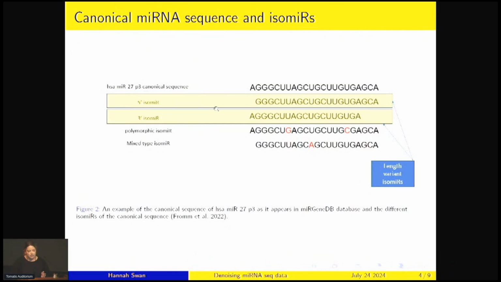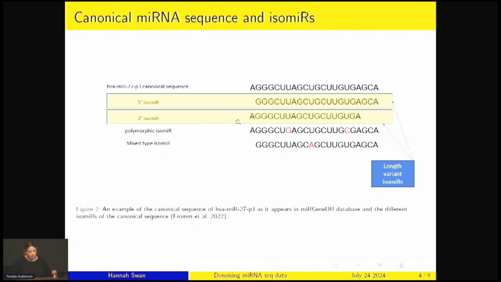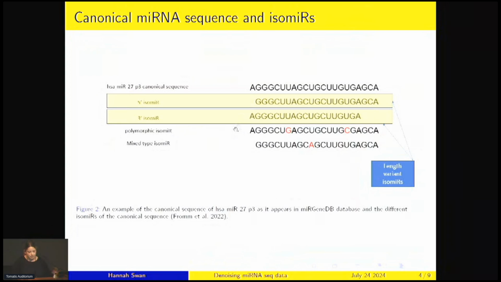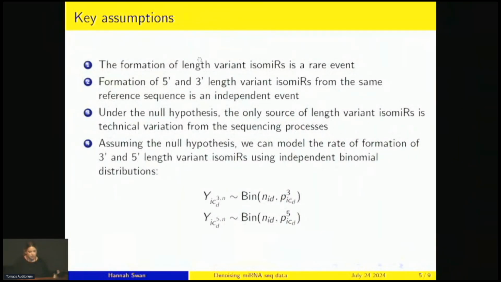And so we want to make the decision whether or not to remove these sequences and their counts from the data and absorb them into a different sequence, or keep them because they have biological function. And so there are some key assumptions to the error model we're going to fit that allow us to do that.